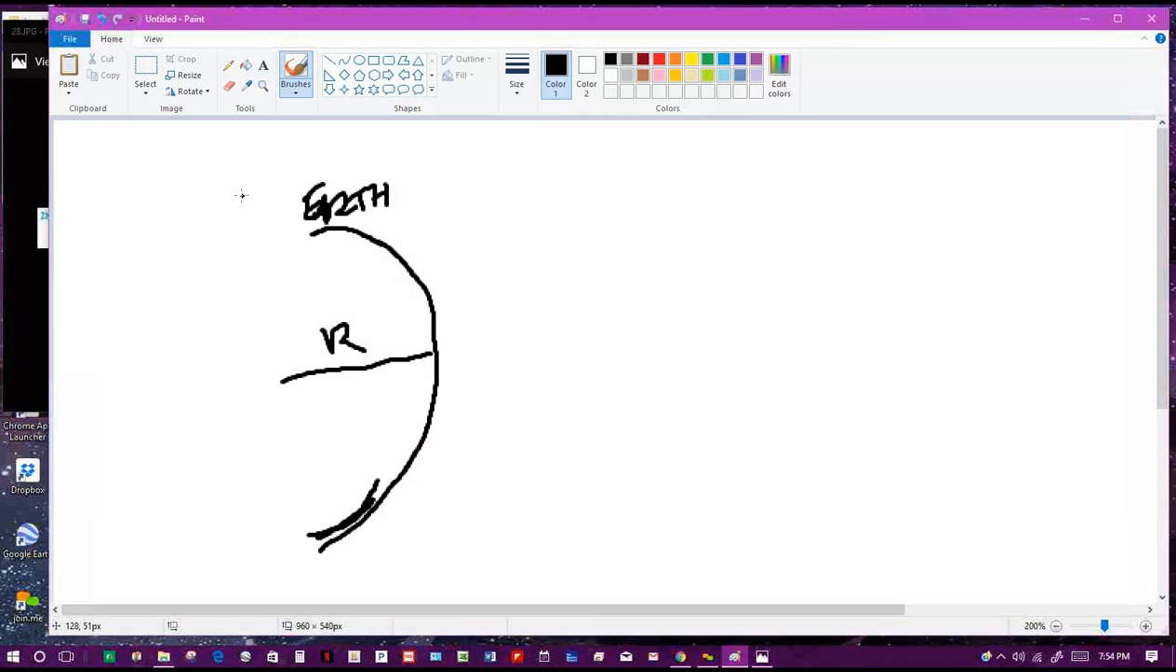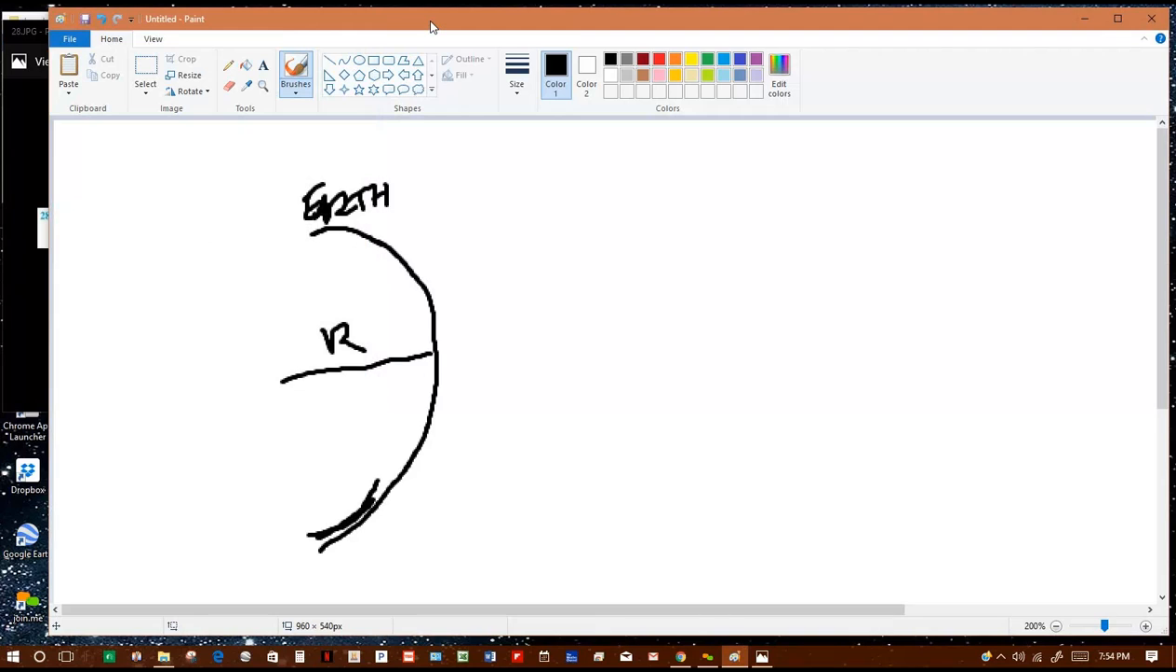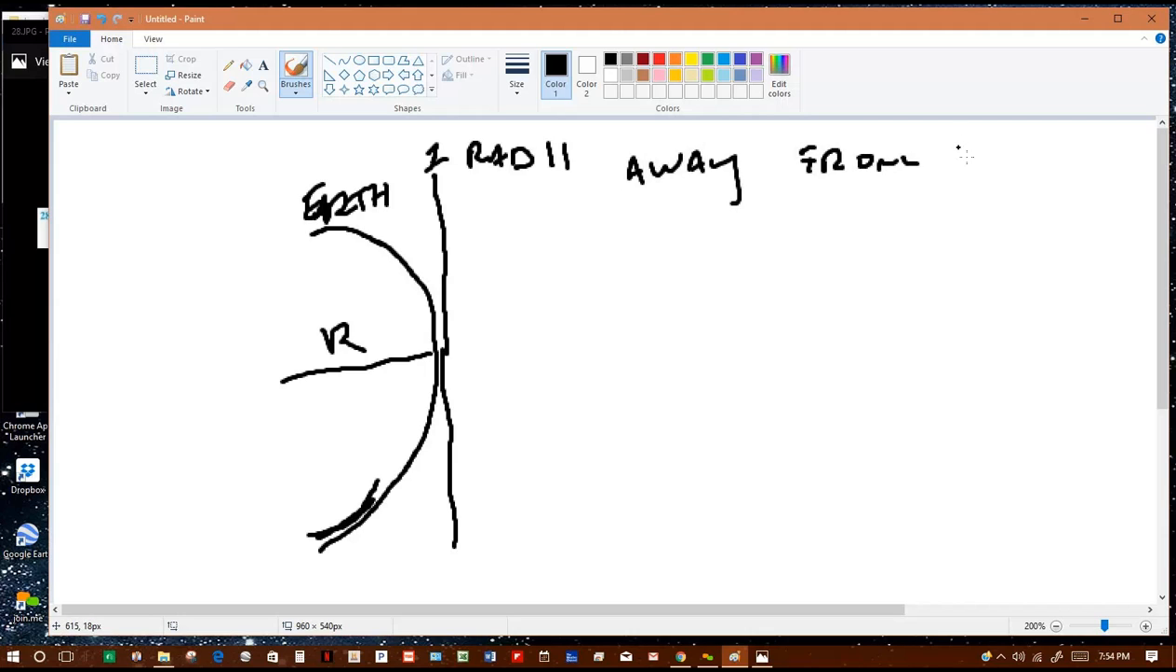Okay. Yes. And going back to here, they're asking you to calculate how much force Earth's gravity would place on a spacecraft at a distance 2 Earth radii above the surface of the Earth. And so what that means is this line right here can be thought of as 1 radius away from Earth's center.